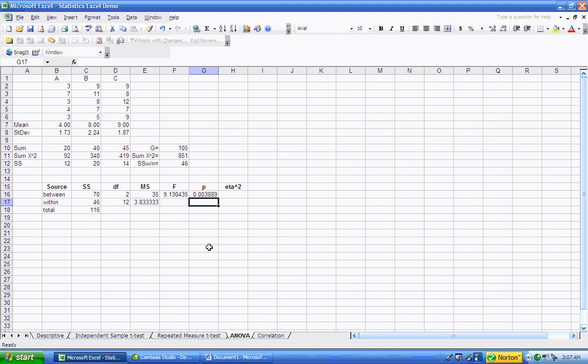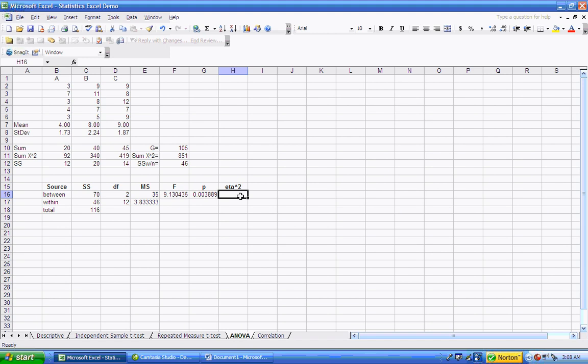So the probability of making a type 1 error is 0.0039. Now, just like in an earlier demonstration, you evaluate this number by comparing it to our normal alpha level. That number should be 0.05 or less. In this case, it is. So this F value, which we could probably tell is going to be significant, is actually statistically significant.